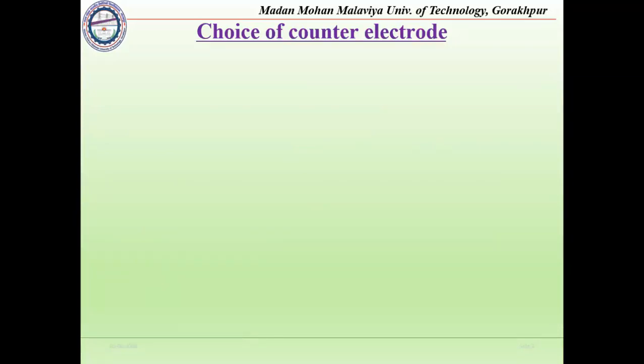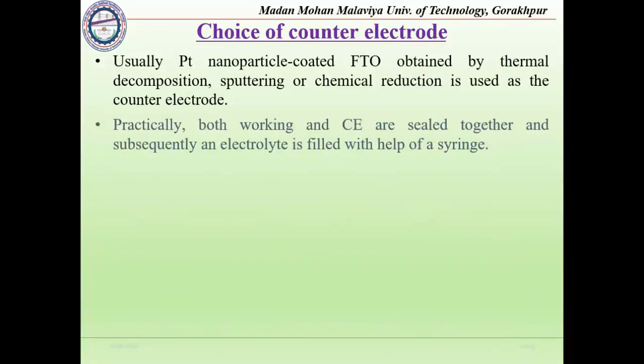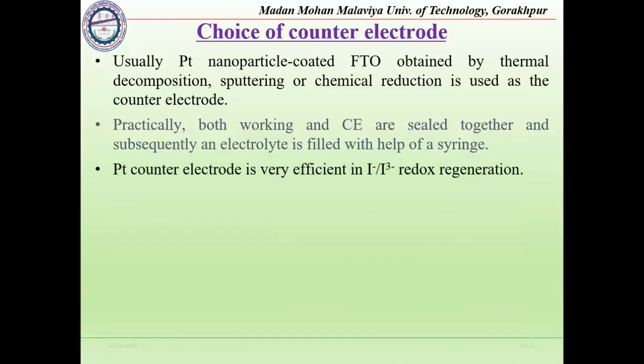Now we will discuss the counter electrode. The working electrode and counter electrode are sealed together, as I said. Platinum is generally used as the counter electrode in the dye-sensitized solar cell. They are sealed together, and subsequently the electrolyte is filled in with the help of a syringe.